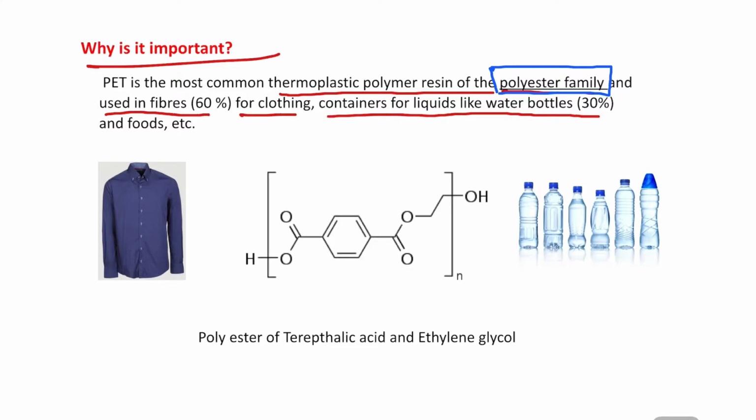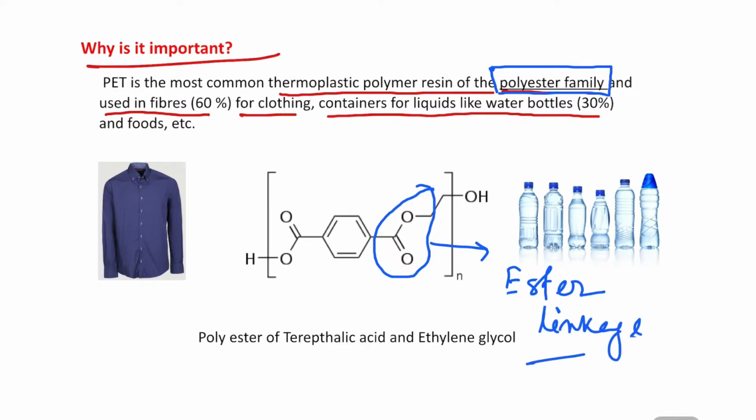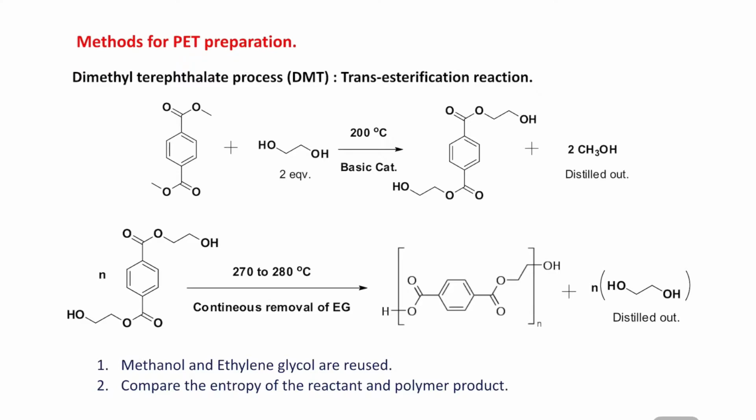In this case, polymerization is happening through ester formation. So this is actually the ester linkage. And how are esters formed? Simply, esters are formed by the reaction of an acid and an alcohol. So we shall learn this. Whatever bottles you use on a regular basis are made from PET, polyethylene terephthalate, and ethylene glycol. So what are the methods for its preparation, how is it prepared?